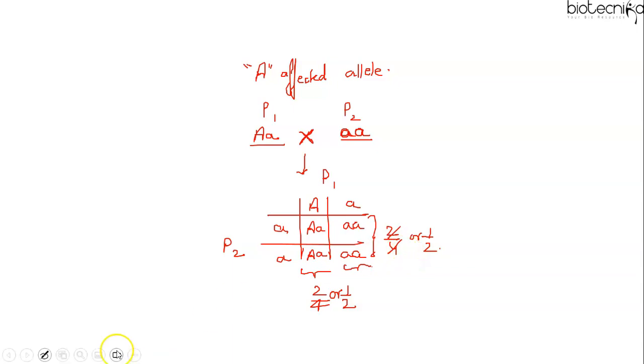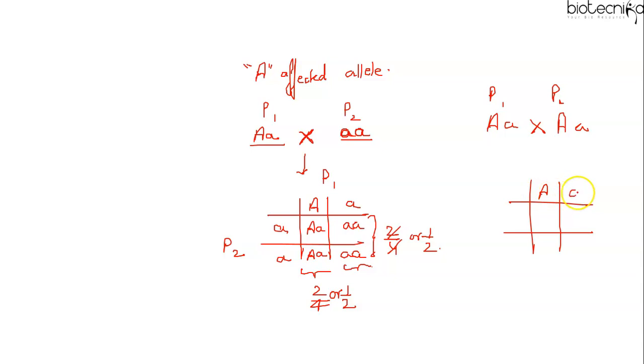On the other hand, let's consider the condition when both parents have the trait and are heterozygous. Then each parent will produce two types of gametes, one with the dominant allele and another with the recessive allele.